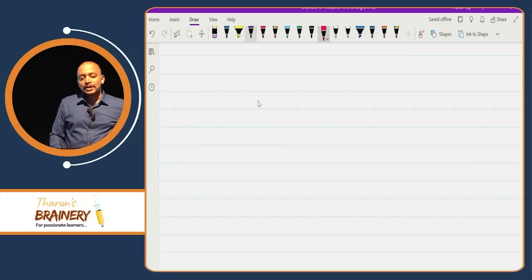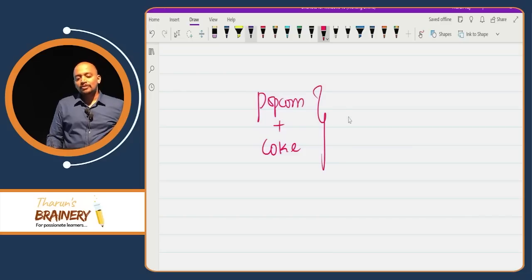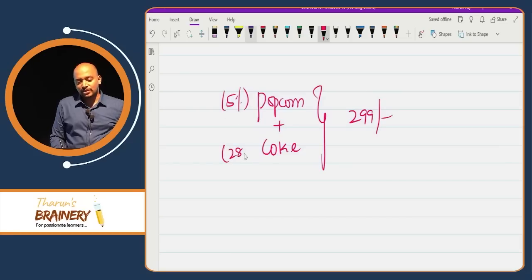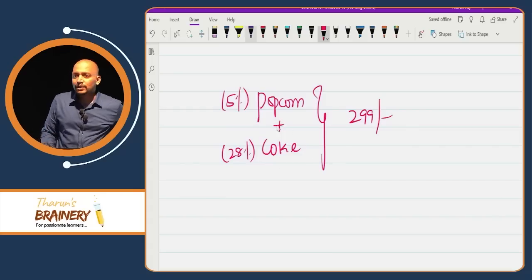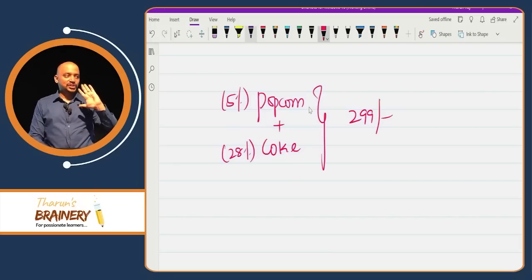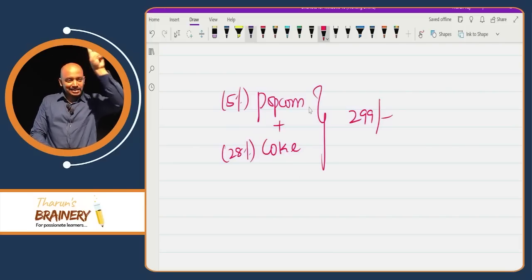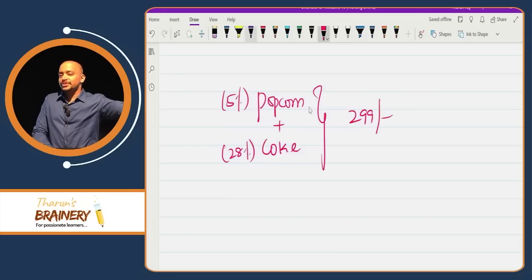For example, you go to a cinema theater and order popcorn plus Coke as a combo for say 299 rupees. This popcorn has GST rate 5% and Coke has GST rate 28%. Two or more supplies in a single transaction, yes or no? Yes. Then we will apply section 8. Three conditions we need to check. If these three conditions are satisfied, then it will become composite supply.